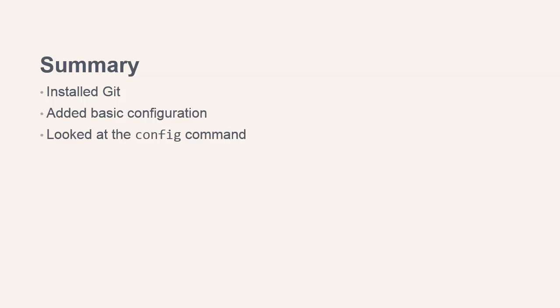So in this lesson, we installed Git and did the basic configuration to get it ready for us to use. We saw how to use the git config command and looked at the different levels that configuration can have. We also saw where these global configuration settings are stored.